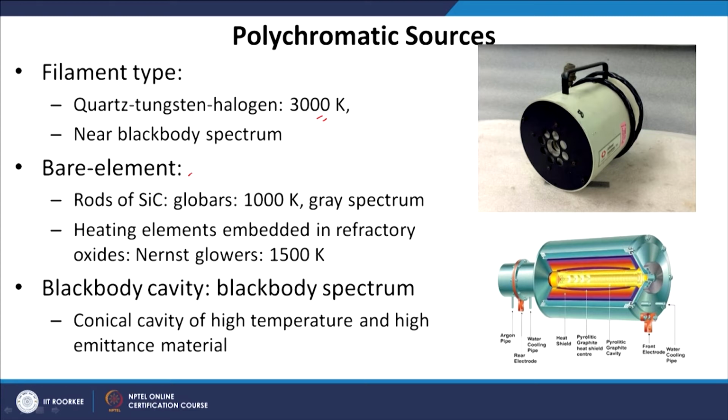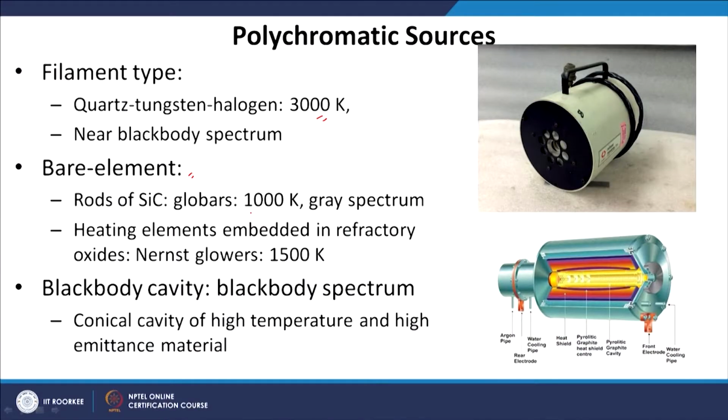Then we have the bare element type, in which we have rods of silicon carbide, which basically glow when heated. Inside these glow bars there may be some electric heating mechanism. The temperature of these glow bars may go up to 1000 Kelvin and they give a gray spectrum. We may also have Nernst glowers, where we have heating elements inside refractory oxides, and the temperature here goes up to 1500 Kelvin.